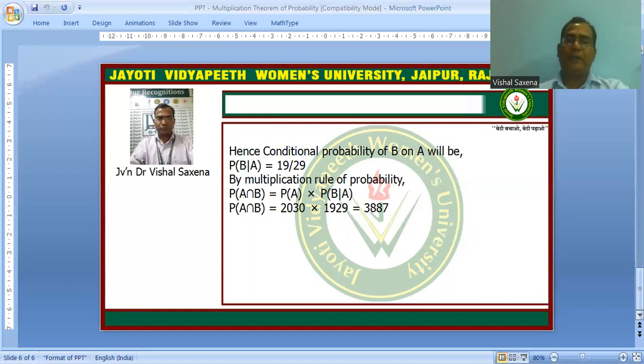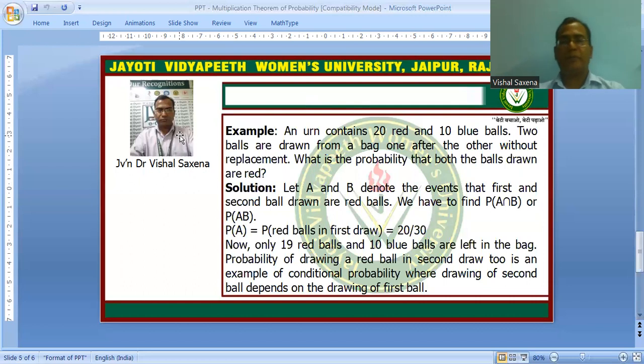As per the multiplication rule, the probability of A intersection B is equal to P(A) into P(B given A). So P(A intersection B) is equal to P(A) into P(B given A), which is 20 by 30 and 19 by 29. Therefore this becomes 38 by 87, and this is the required probability of 38 by 87, and that is the required answer of this question.